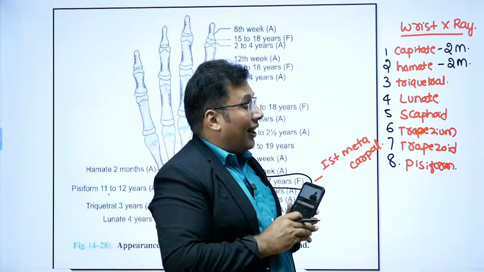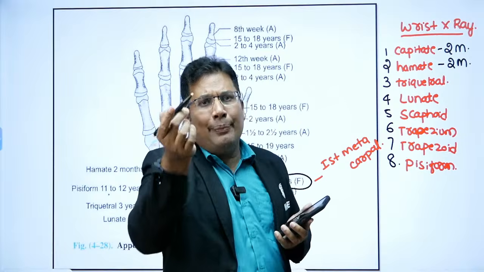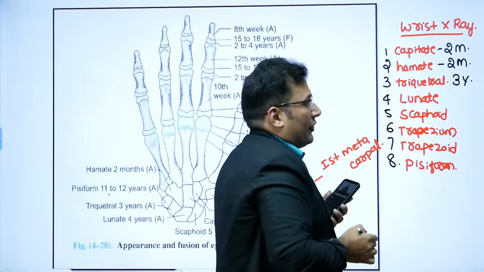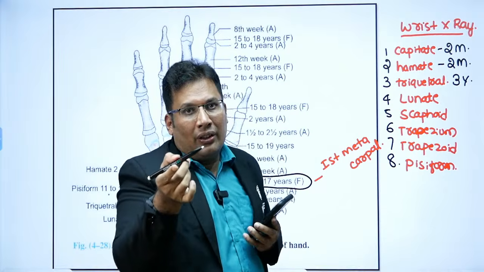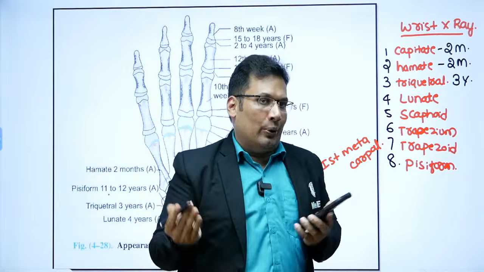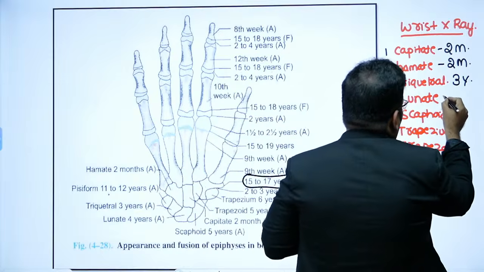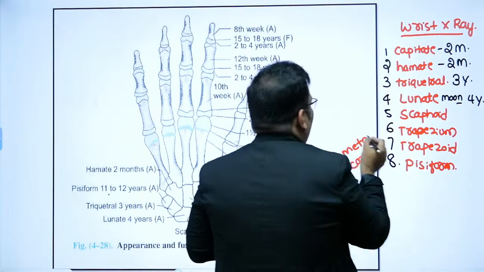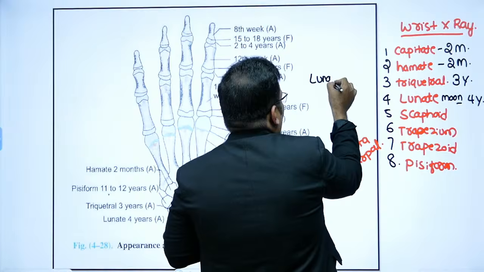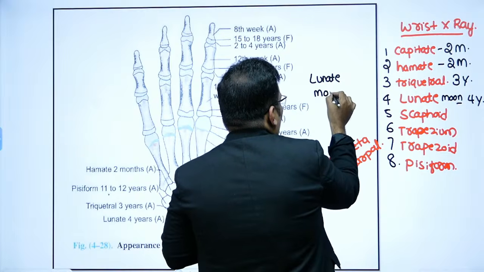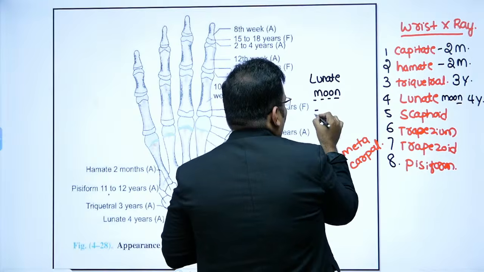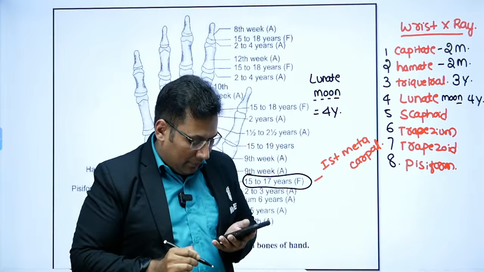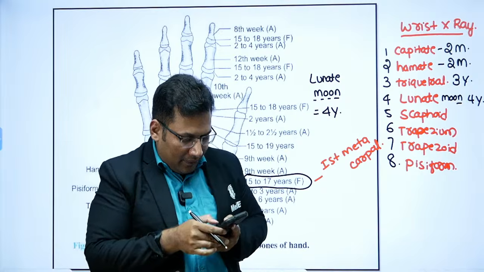Okay. Triquetral, we can remember very easily. Tri means 3 years. Lunate: the shape of the lunate is moon shaped. So moon, M-O-O-N, 4 years. All of you write in the chat box: lunate equals moon. 4 alphabets, 4 years, when it appears. Keep writing, guys.